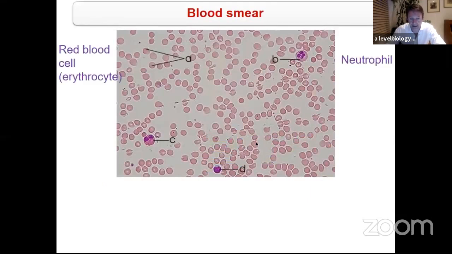Okay, here are some erythrocytes. Remember, there's no nucleus, whereas here and here, these are some white blood cells.